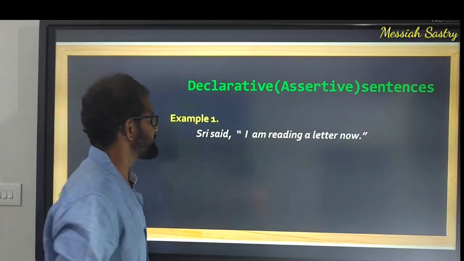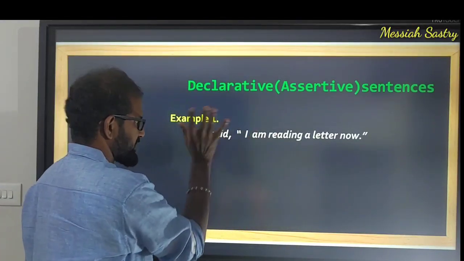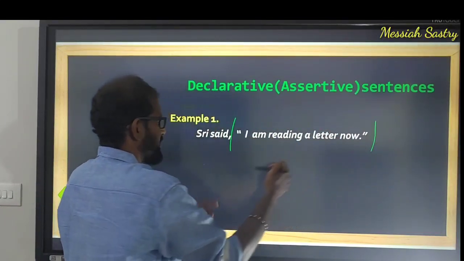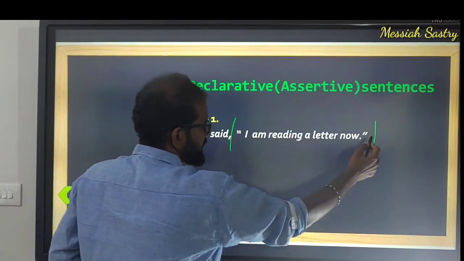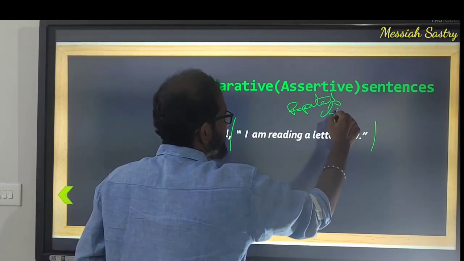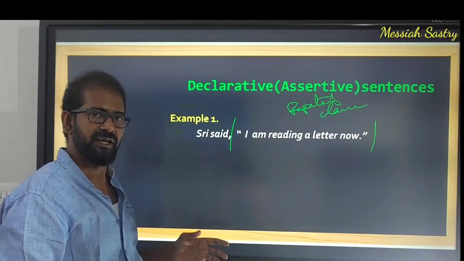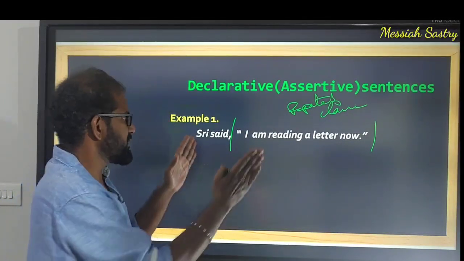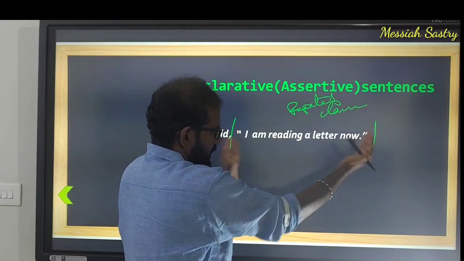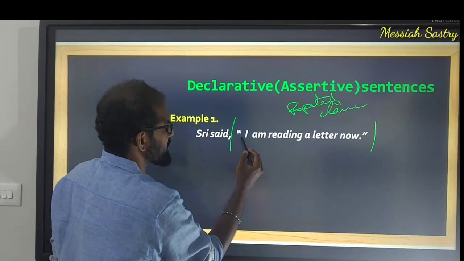Let's take an example here. Siri said, I am reading a letter now. This is a direct speech because the words are in inverted commas. The words which are in inverted commas are the reported clause. While changing from direct to indirect, our concentration should be mostly on the reported clause. What kind of sentence is the reported clause?